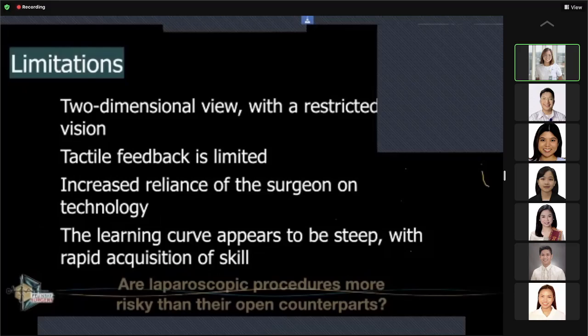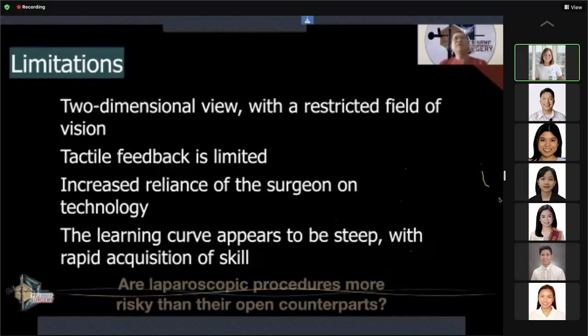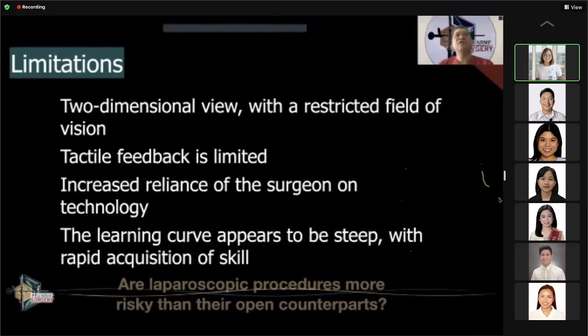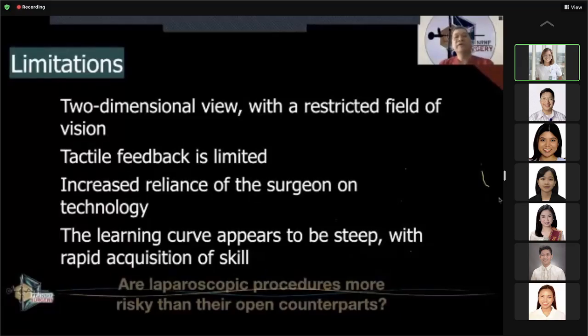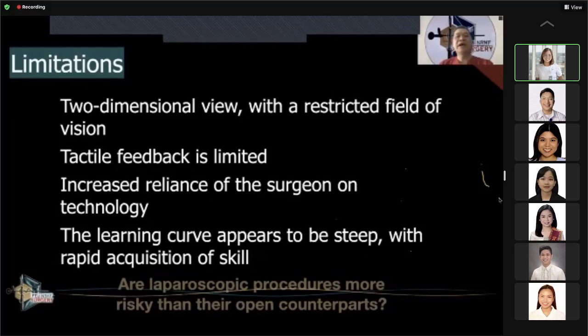Limitations. You work in a two-dimensional view with restricted vision. There's no tight tactile feedback. And actually, there is a learning curve that you need to know before you can perform a certain procedure. Just like a laparoscopic cholecystectomy, you at least need 10 assisted and 10 performed surgeries before you can actually perform surgery on your own. So if you want to learn other organs, you still need to pass this learning curve, in which after you have performed a certain number, you can do laparoscopic procedure on your own.